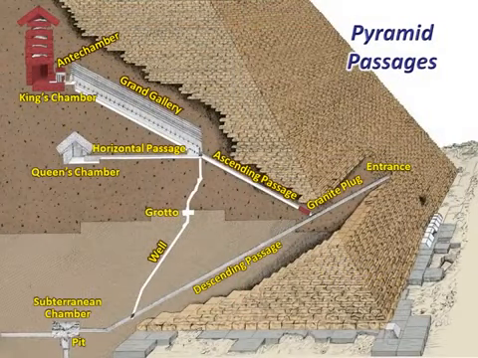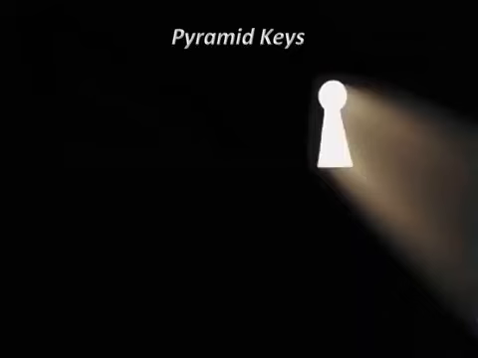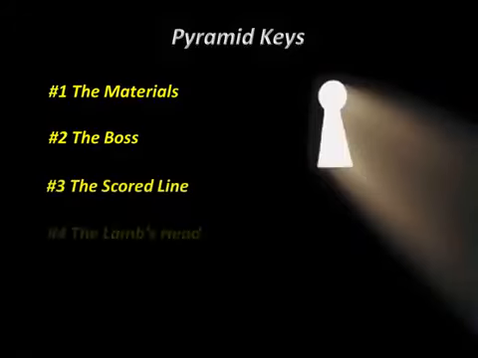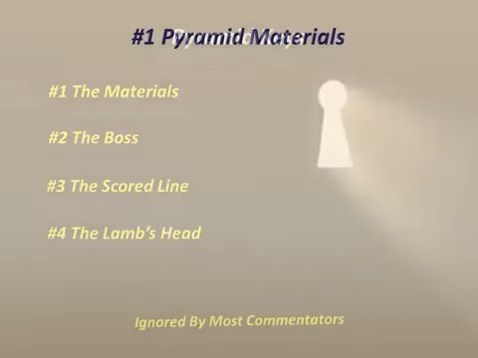So we've kind of gone through the whole pyramid. We've taken the tour. Now let's look at some of the keys. These are keys, I think, that if you look at documentaries, they're not going to represent. We're going to look at the materials, the boss, the scored line, and the lamb's head. These are things that you won't find in a National Geographic commentary on the pyramid, but we think they're incredibly important, and they are ignored by most commentators.